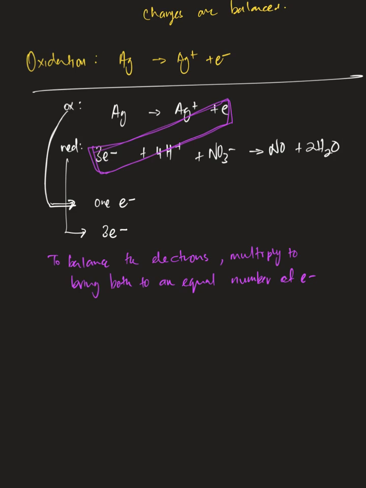So the best thing to do is to work with the one with the 1 electron, which is the silver. So I'm going to take everything in the silver and I'm going to multiply it by 3. Right. And all I'm going to do is I'm going to distribute. So now I'm left with 3 Ag gives me 3 Ag plus 3 electrons.